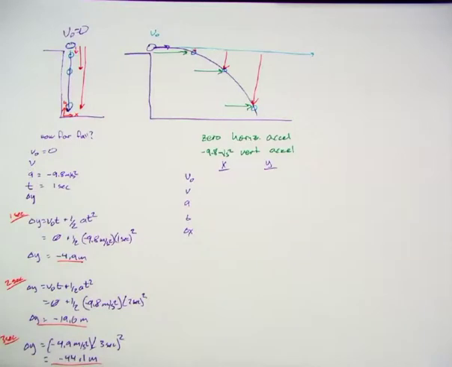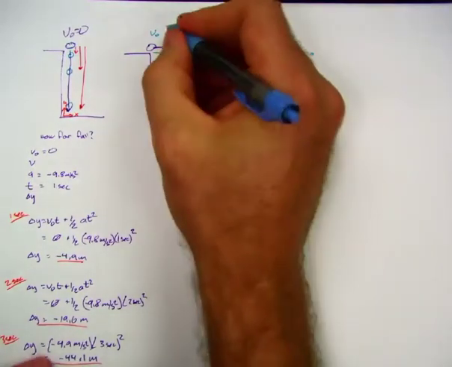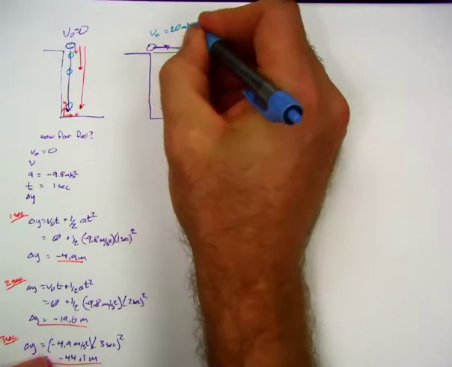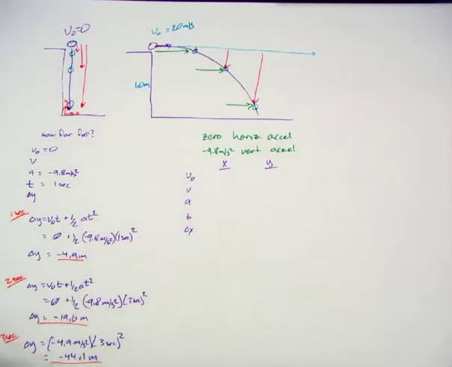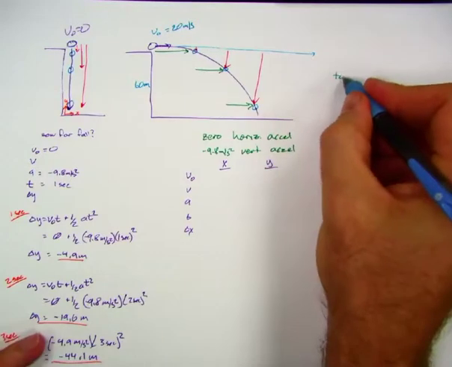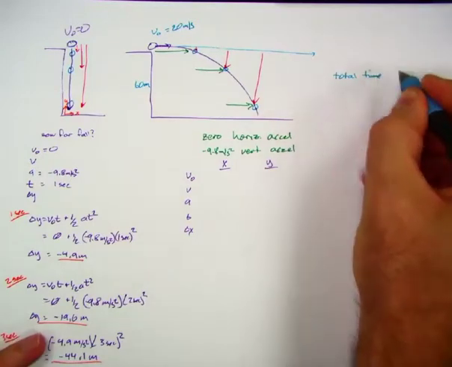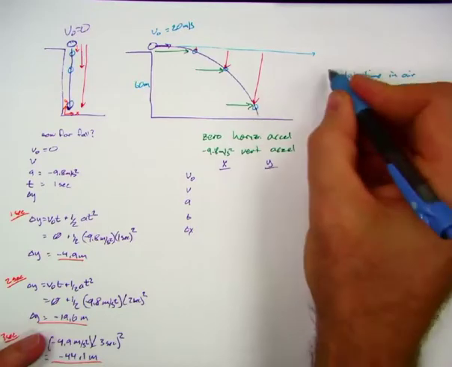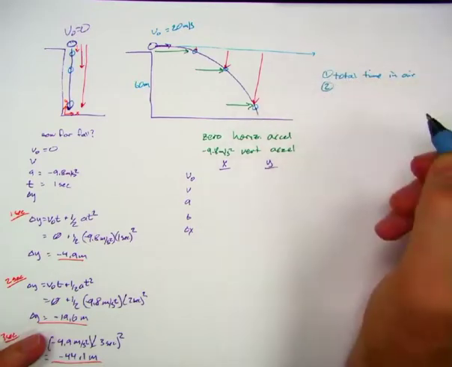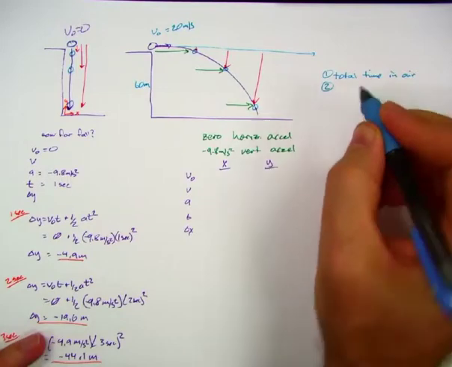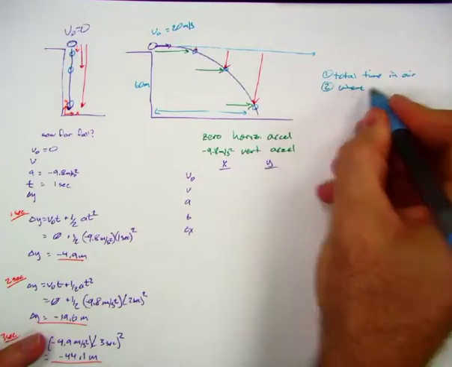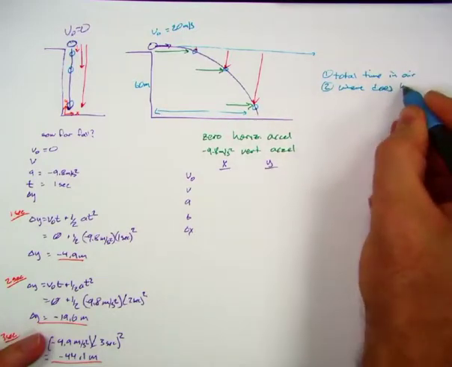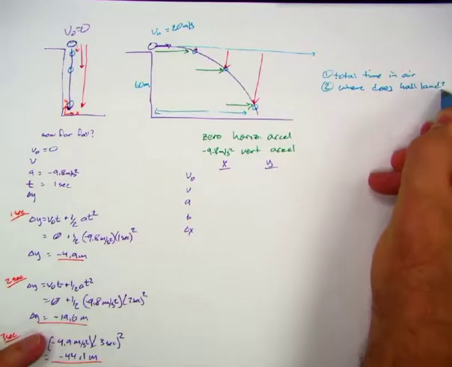So in this case, in the horizontal direction, what's happening? Well, we need to have some numbers here. So let's say that I give it an initial velocity of 20 meters per second, and let's make this cliff, I don't know, 60 meters high. Okay, and what questions would I ask for this? I might ask, what's the total time in the air? I might ask, what is the distance? Like, how far? What's this distance? Where does the ball land? That might be an interesting question.